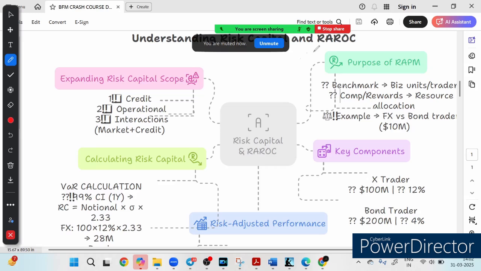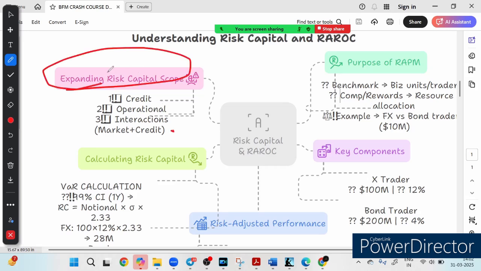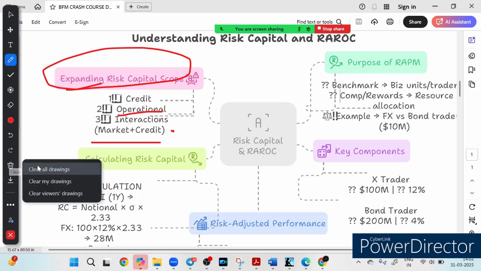What is RAROC? RAROC means risk adjusted return on capital. So let's simplify this powerful concept. First of all, expanding the scope of risk capital. Basically, risk is not just about credit. Banks must also consider the credit risk, which is the possibility of a borrower defaulting, the operational risk, which is the losses from failed internal processes, and there is interaction between market and credit risk, like how market fluctuation impacts lending. So this is the expanding risk capital scope.